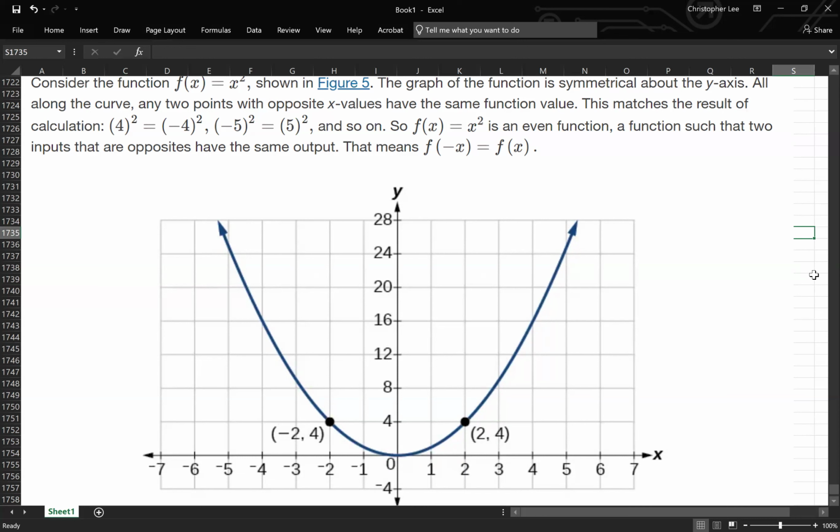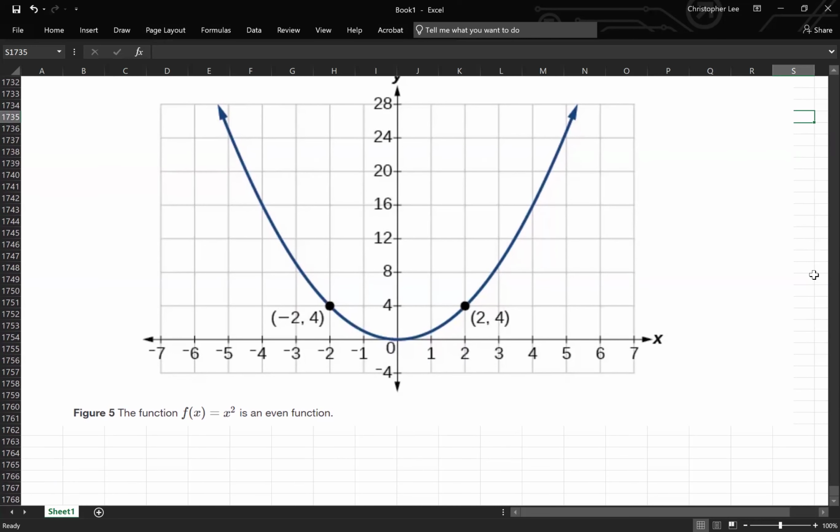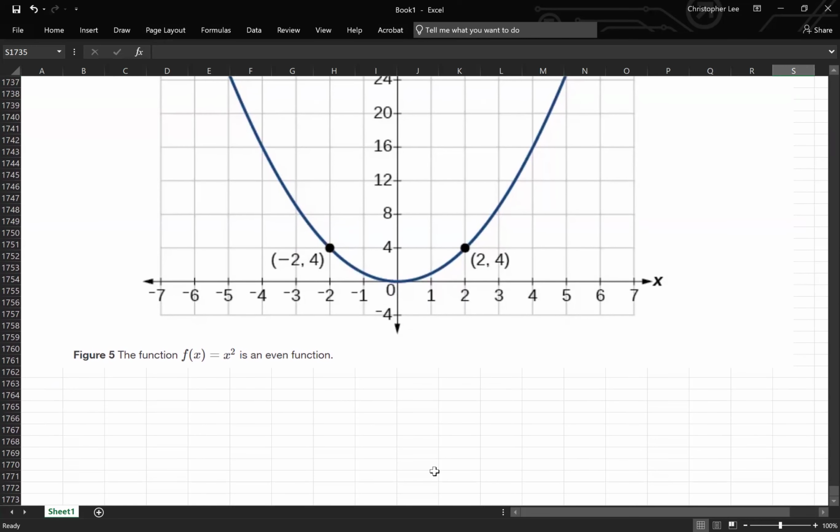So f of x is equal to x squared is an even function, a function such that two inputs that are opposites have the same output. So f of negative x is equal to f of x. This is what it means to be an even function. Remember this, all right? This was earlier in the class.